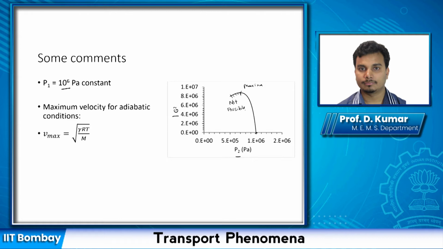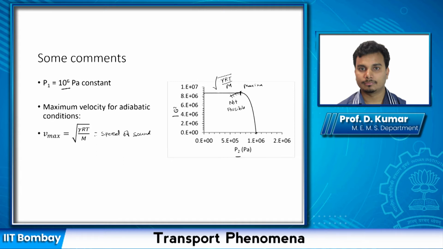So what happens is essentially you get some maximum velocity. After that, no matter how much you decrease the pressure, you will not see any change in flow rate. So it becomes something else. This you can also verify: if you calculate the velocity corresponding to this, you will find that it is equal to the square root of gamma RT by M, which is actually the speed of sound under adiabatic conditions.